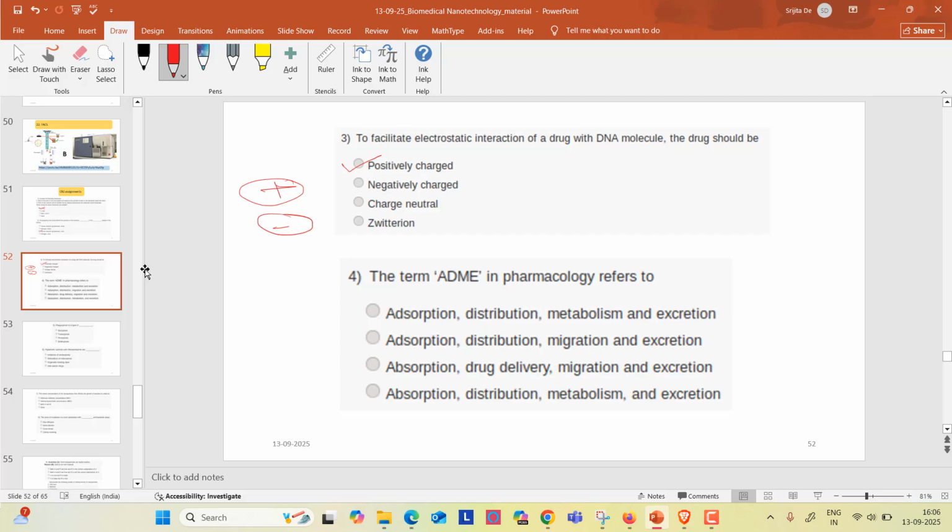Next, the term ADME in pharmacology refers to what?